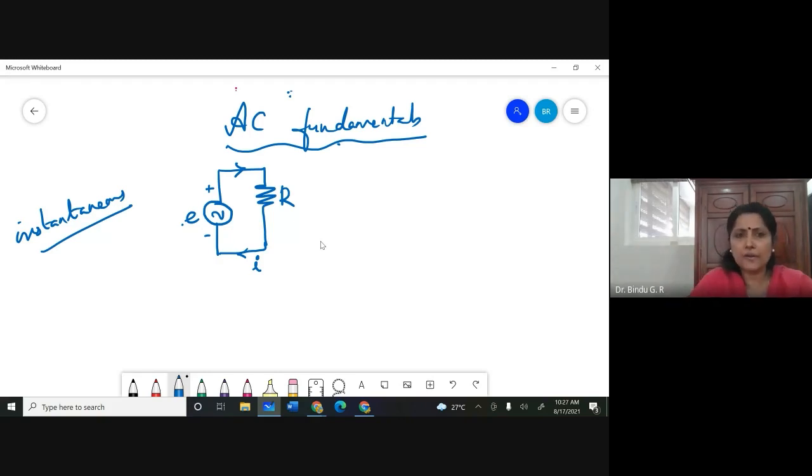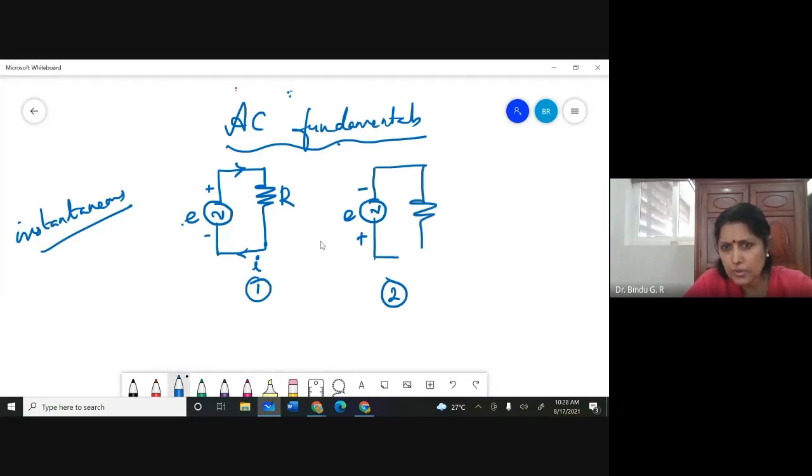Now, this is the case at one instant. At the second instant, what happens? This source E will have a changed polarity, which means the current through the circuit will now flow in the opposite direction. So this is called AC voltage and AC current. The polarity of the voltage gets reversed and the direction of the current gets reversed.